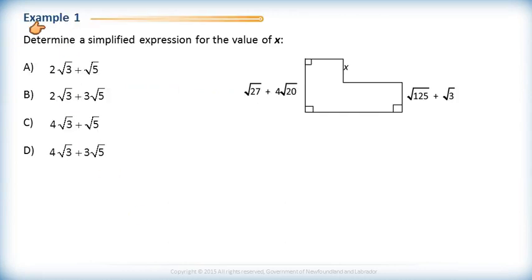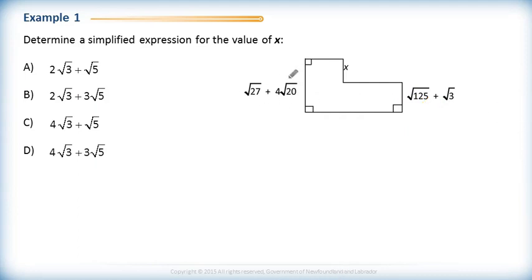In Example 1, we're asked to determine a simplified expression for the value of x, x being this little piece of the diagram right here. Let's see what we're given. We're told all of this length right here is root 27 plus 4 root 20. And we're told this little length right here is the square root of 125 plus the square root of 3.